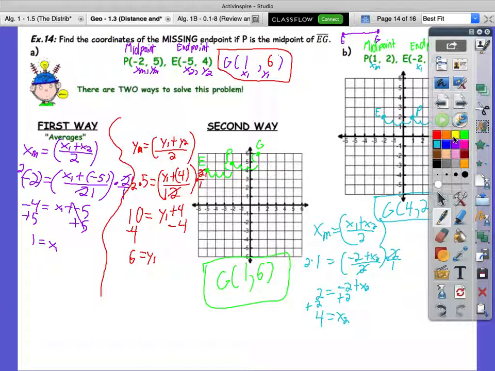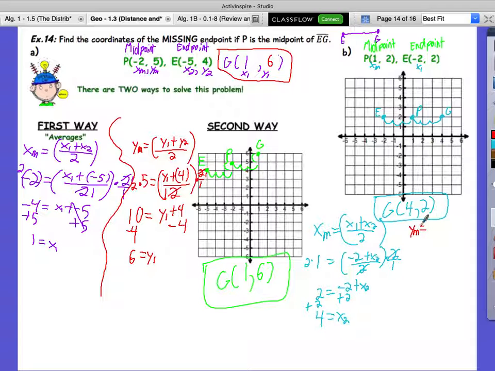Do the same thing but with y's. y sub m is equal to y sub 1 plus y sub 2 over 2. Plug it in. y sub m is 2. y sub 1 is 2. We don't know y sub 2. We multiply both sides by 2 again. That's how we'll do all of these. Undo that division. Go out 2 over 1 if we'd rather. 2 times 2 is 4, equals 2 plus y sub 2.